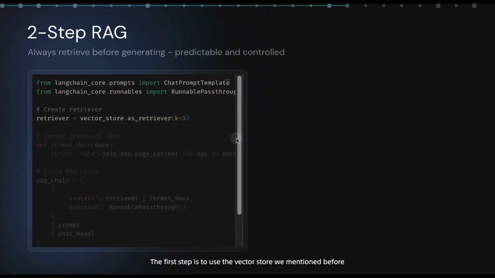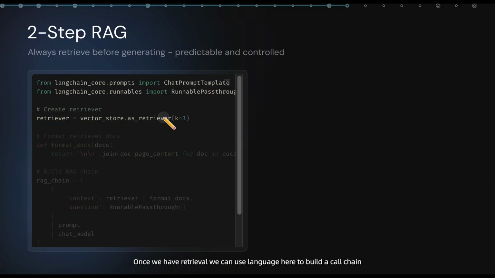The first step is to use the vector store we mentioned before, and then use its function called as_retriever to convert it into a retrieval object. Now, the retrieval object is actually a fairly broad concept. Its core function is that you can give it an input and it will return an output to you. It can do this either through retrieval or web search methods. Both are possible. It's an abstract object.